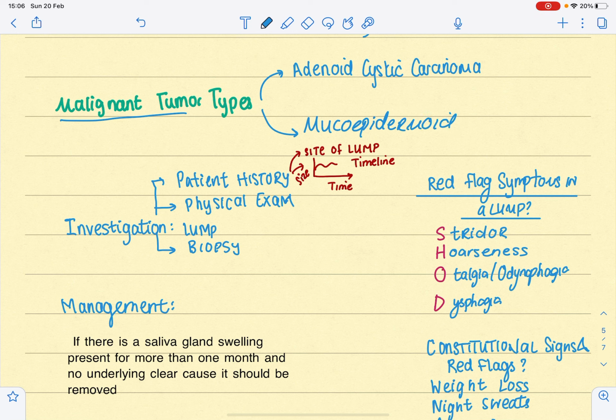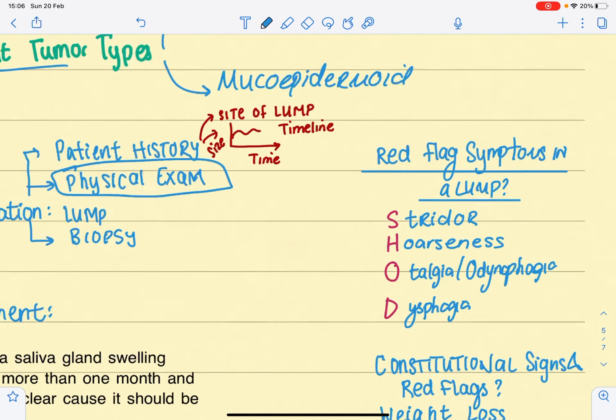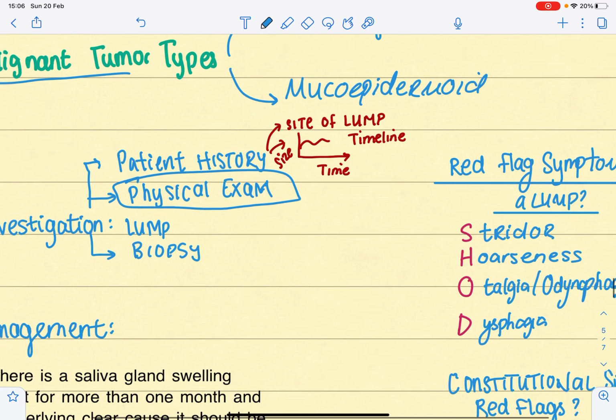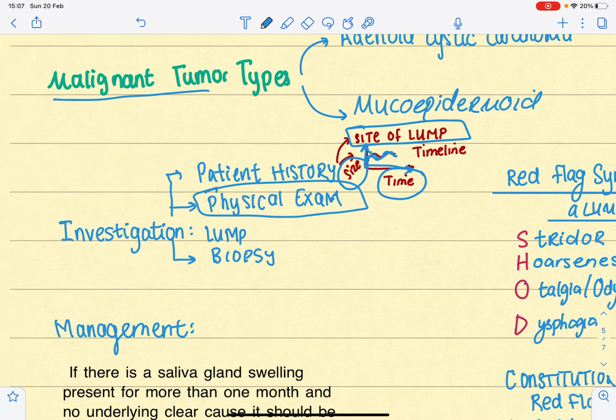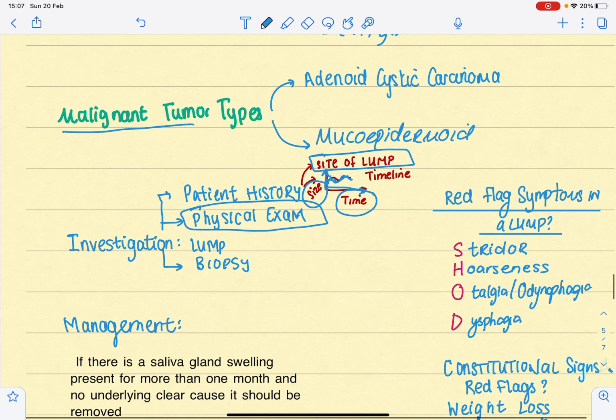What will you do for this patient? You will do investigations, take the patient history and do a thorough physical exam, making sure to check the lymph nodes in the neck completely. There are some red flag symptoms. When we first take a patient history, you want to ask: was this always the site of the lump? Is the lump still there? How has the lump grown or progressed in size over time? So you want a size-over-time picture in your mind. You can draw a graph.